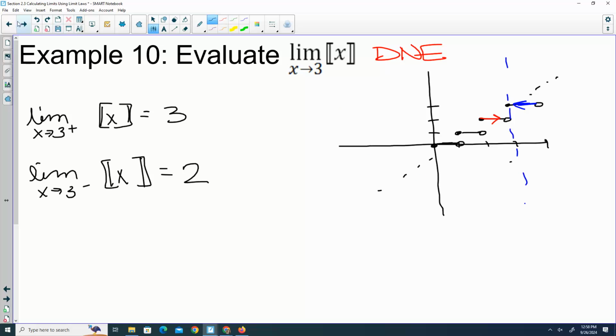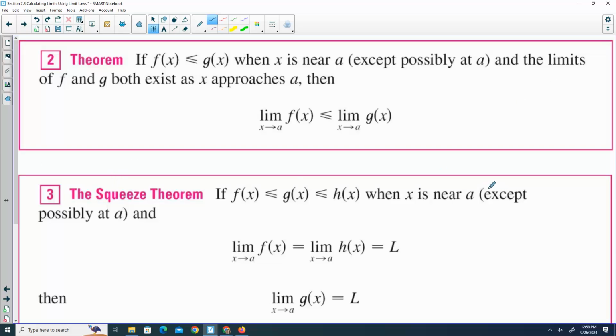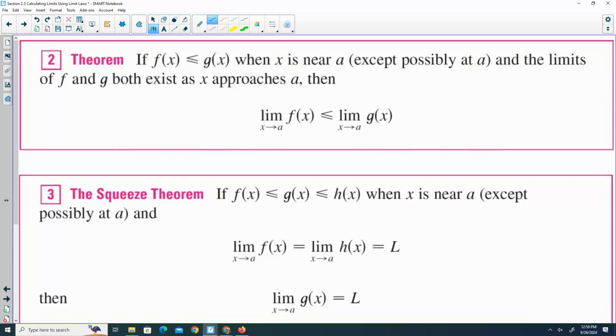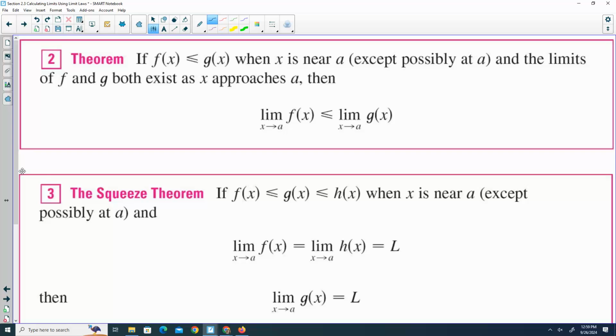Sometimes you get really nasty functions that you cannot find a limit of. So here are a couple things to remember. If one function is always smaller than another, the limit of the smaller one will be smaller. If I have two functions, f and g, and f is less than g, so f is always on the bottom, then the limit of f would always be smaller than the limit of g. Limits aren't doing anything weird, it's talking about as we travel on our graph.